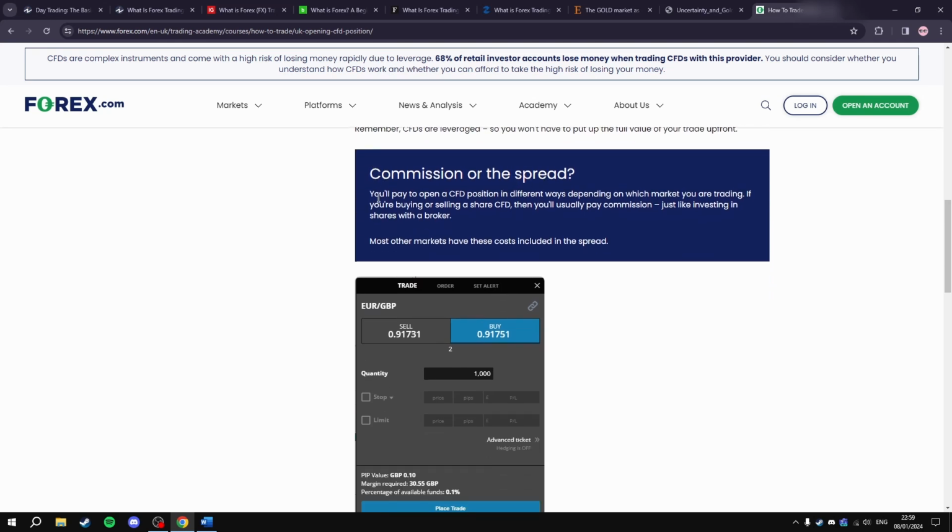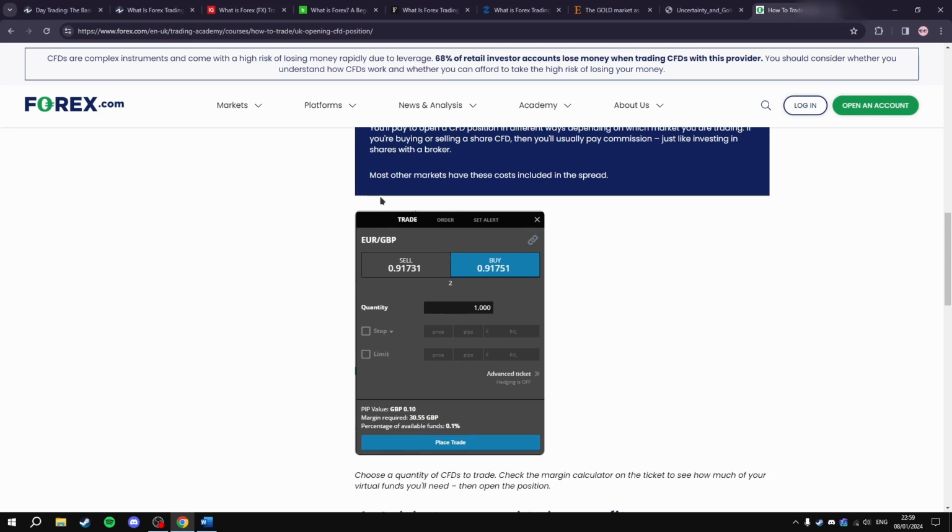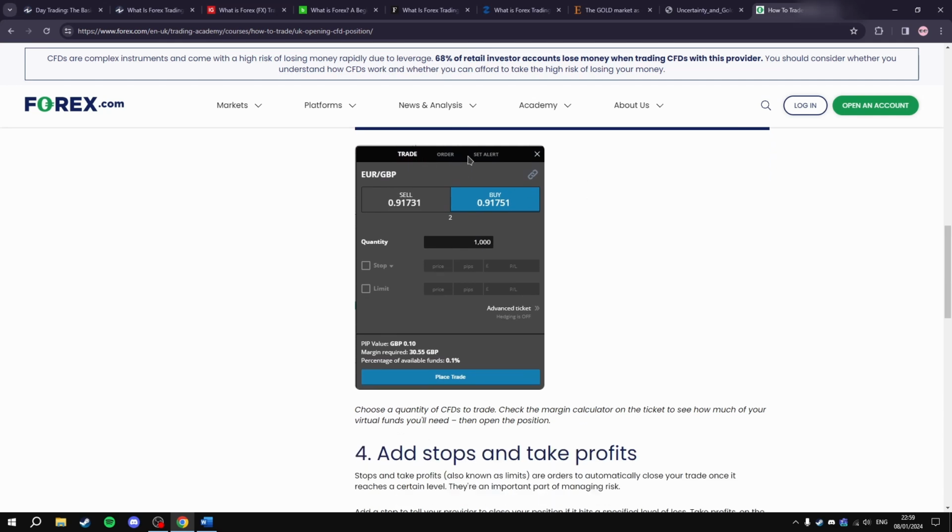Commission or the spread. You'll pay to open a CFD position in different ways depending on which market you are trading. If you're buying or selling a share CFD, then you usually pay commission, just like investing in shares with a broker. Most other markets have these costs included in the spreads. Choose a quantity of CFDs to trade. Check the margin calculator in the market to see how much of your virtual fund you need, then open the position.